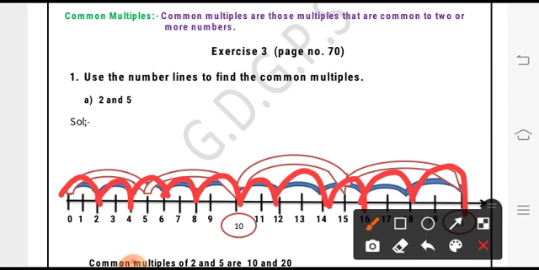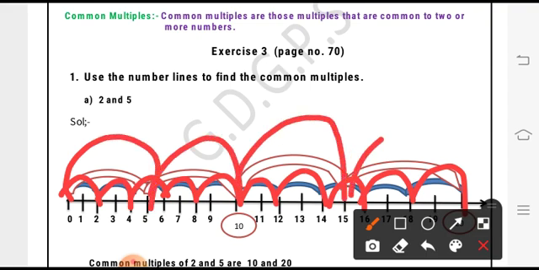Multiples are infinite, but since the number line has only up to 20 here, we represent only up to 20. Then we look for the multiples of 5. Starting from 0 we go to 5, then 10, then 15, then 20. Since the number is bigger than 2, it will be having long jumps.